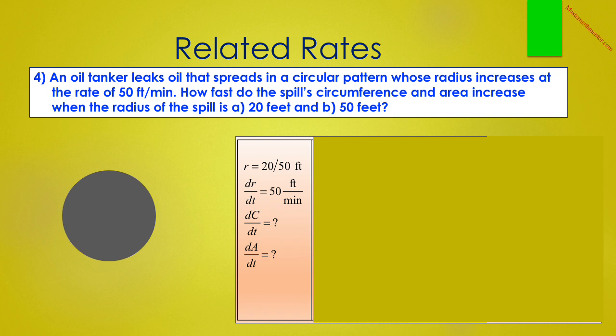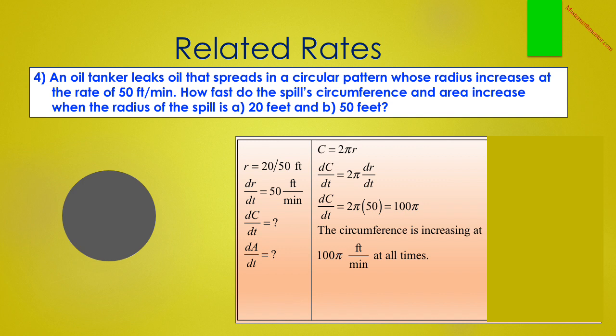If we want to find how fast the spill's circumference is increasing, that is dC/dt. And if we want to find how fast the area is increasing, that is dA/dt. Our formula for the circumference of a circle is C equals 2 pi r. We now differentiate with respect to time and get dC/dt equals 2 pi dr/dt. And plugging in, we get dC/dt is equal to 2 pi times 50 or 100 pi. Notice that dC/dt does not depend upon r, so the circumference is increasing at 100 pi feet per minute at all times.